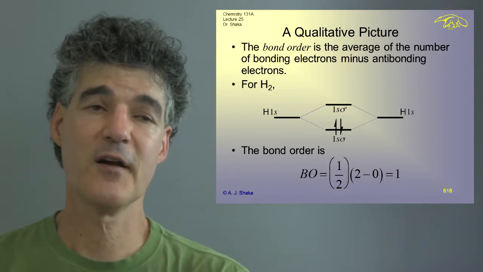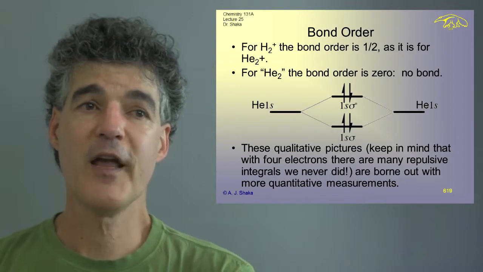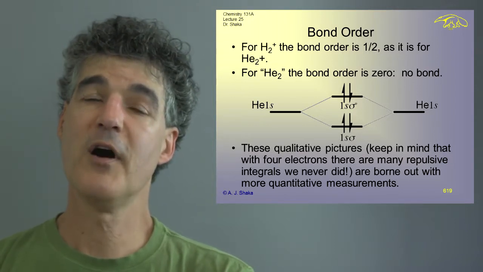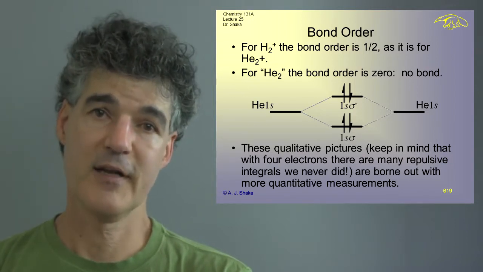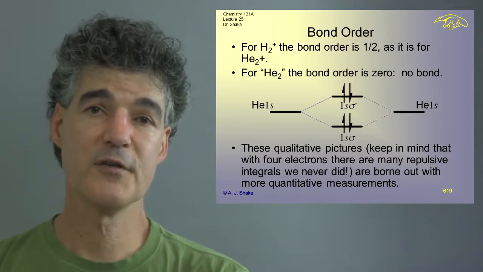Usually if we're talking about double or triple bonds, we draw 2 or 3 lines. For H2 plus, where we only have 1 bonding electron, the bond order is 1/2. That explains why it's very weakly bound compared to H2.